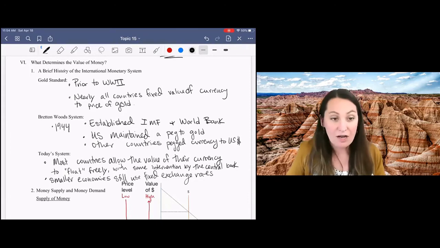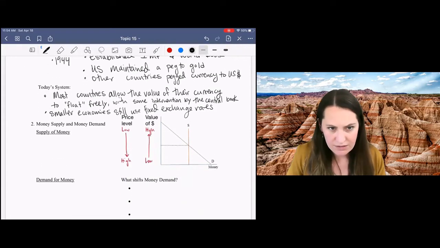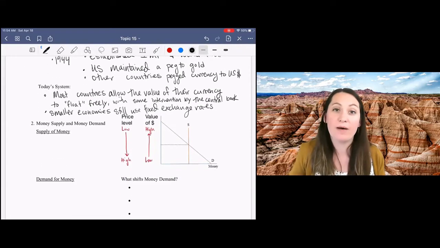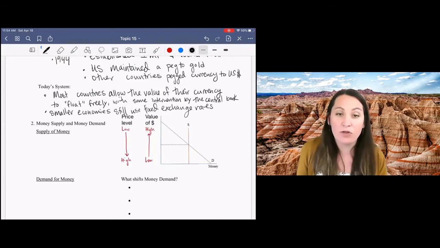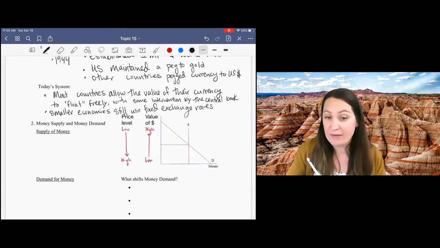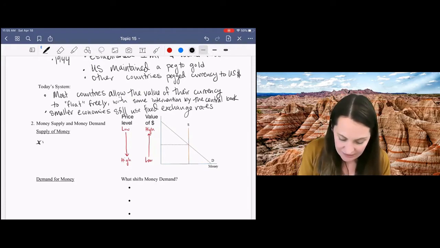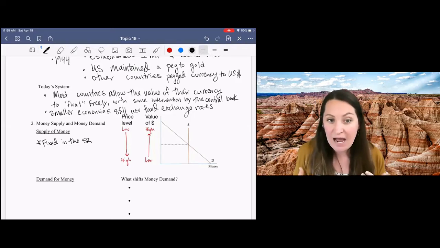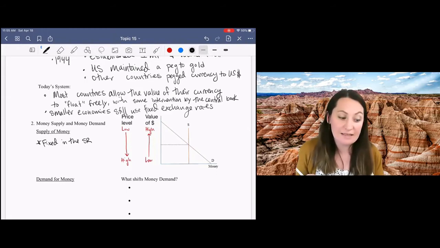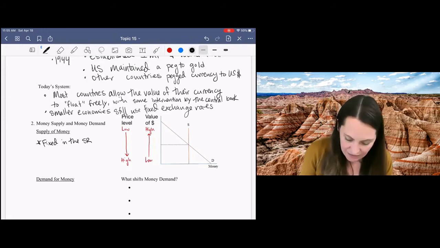All right, so we're going to talk now a little bit more about how this works. And here what we have is a graph of money supply and money demand. So money supply, you'll notice, is a vertical line there. Money supply is fixed in the short term. That's the amount of money that is in the economy. It does not depend on the value of money. Instead, it is determined by the Federal Reserve or the central bank.